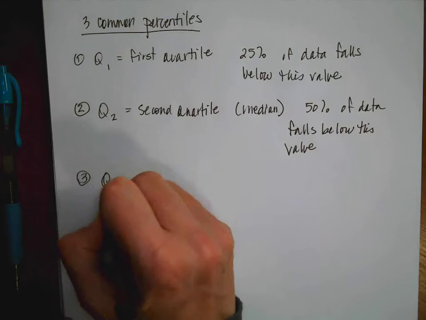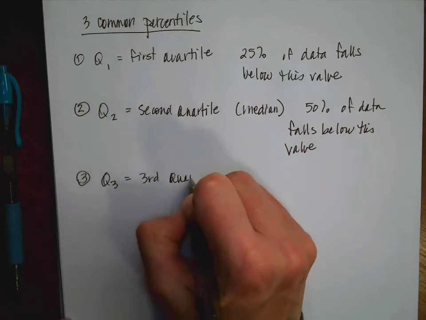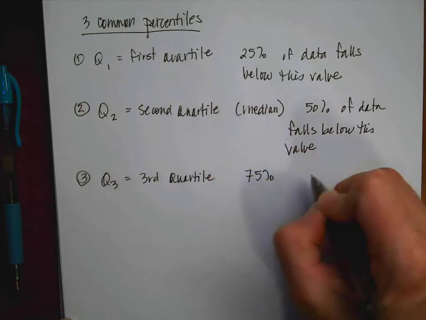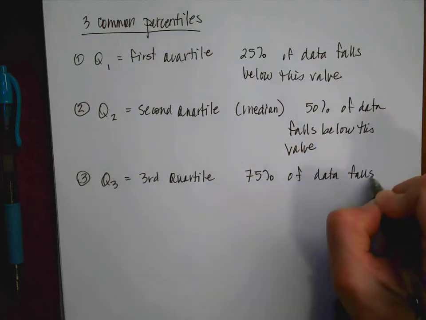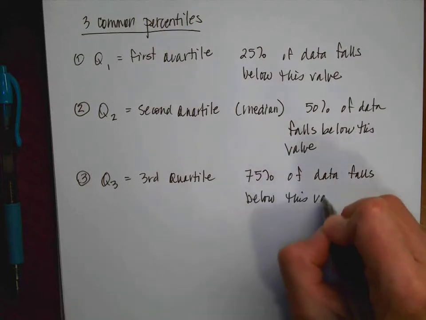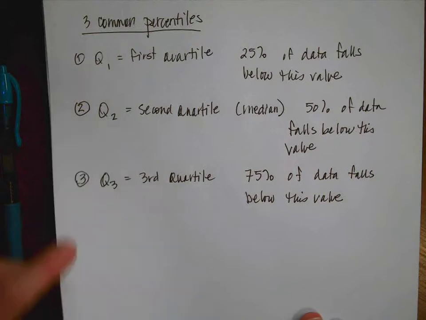And then the last one would be Q3, which is the third quartile, and that means that 75% of the data falls below this value. Whew, that's a lot of writing. Okay, statistics is always a lot of writing.